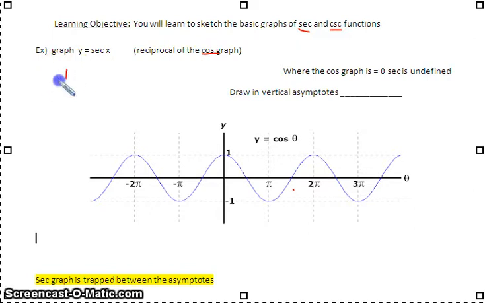Because basically what I'm looking at here is reciprocals. Wherever this cosine of theta or x is equal to 0, I'm going to get 1 over 0. Because remember, secant is the same as 1 over cosine. So that means that my graph is going to be undefined wherever the graph is equal to 0, in other words, at all of these points right here. Cosine is equal to 0 here, here, here, here, here, and here. So you want to draw vertical asymptotes at those points.